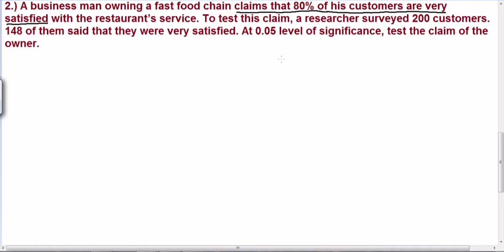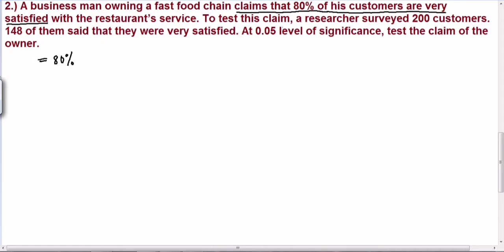So, wala siyang binanggit na keyword dyan for greater than at saka less than. Wala rin siyang binanggit na parang pag sinabi na a businessman owning a fast food chain claims that not 80%. So, wala rin binanggit na word na not 80%. So, ibig sabihin, ang right way to represent itong claim niya is equal to 80%. Yan yung magsasabi sa atin na he claims that 80% of his customers are very satisfied.